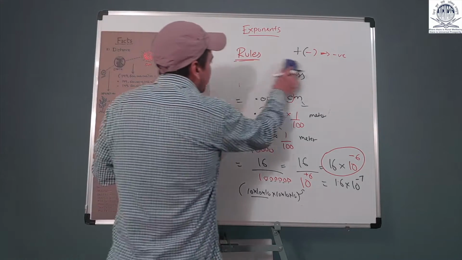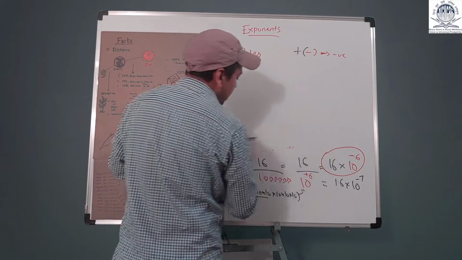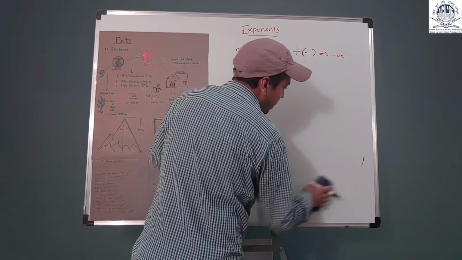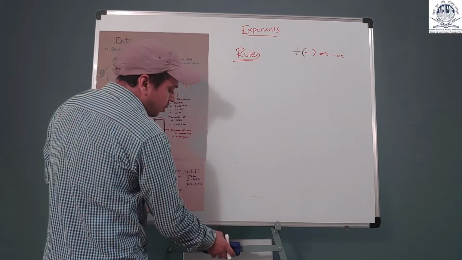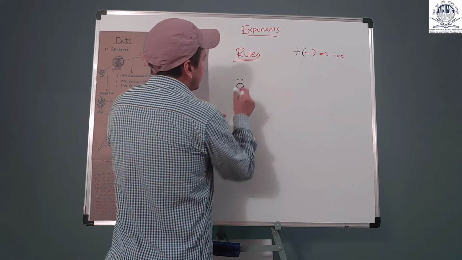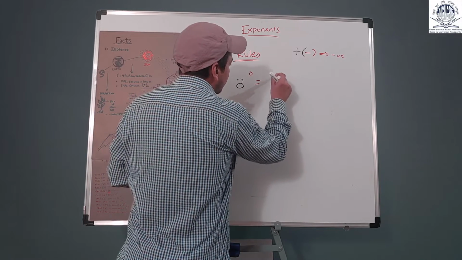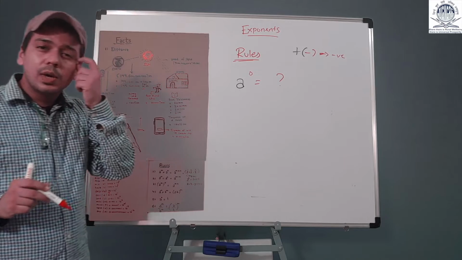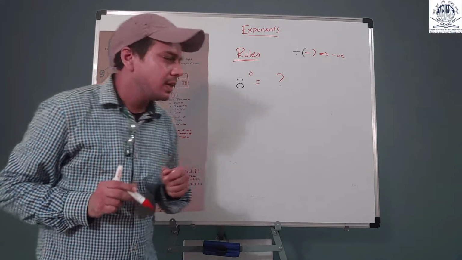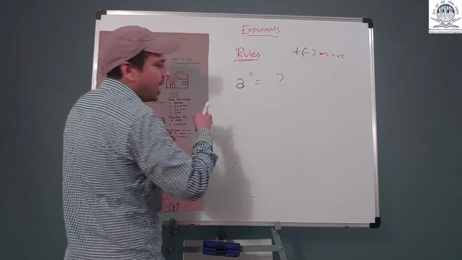So let's try to rub it and make some space. And one rule which I really want to discuss before we close is that any number like a raised to 0, what should be its value? Now this proof is very dear to my heart, and before we close, I really want to discuss it. Now this could be any number.